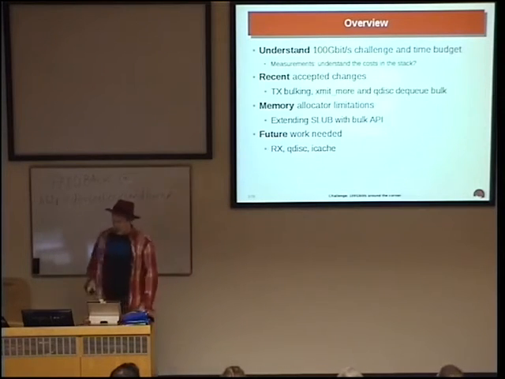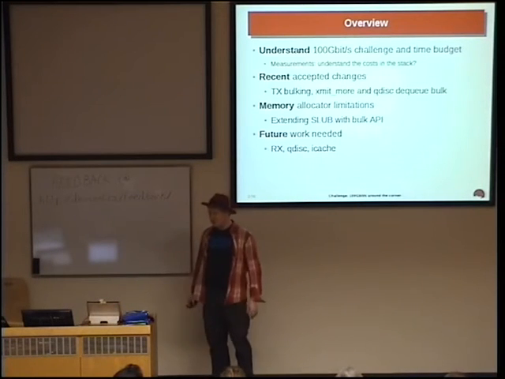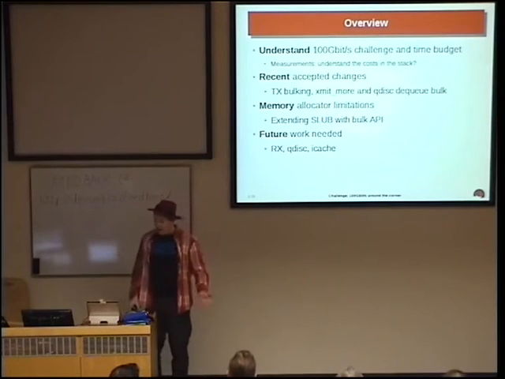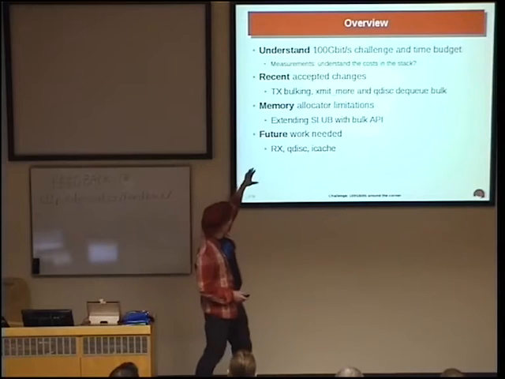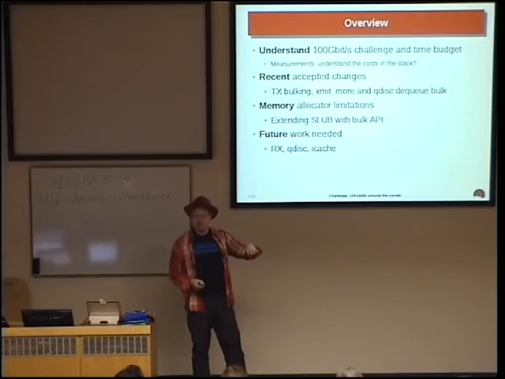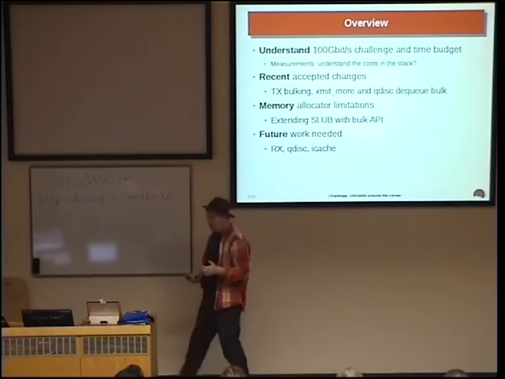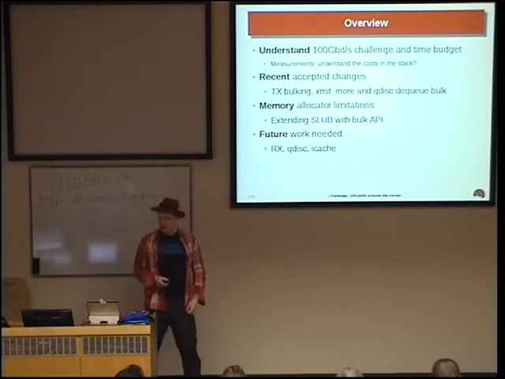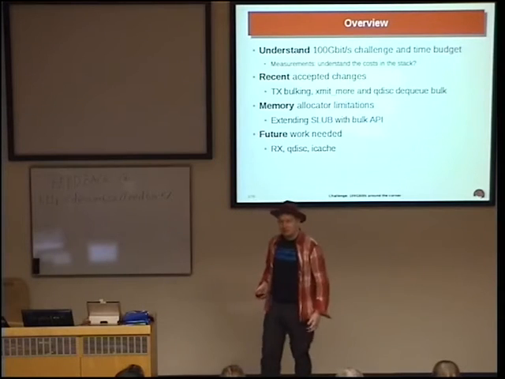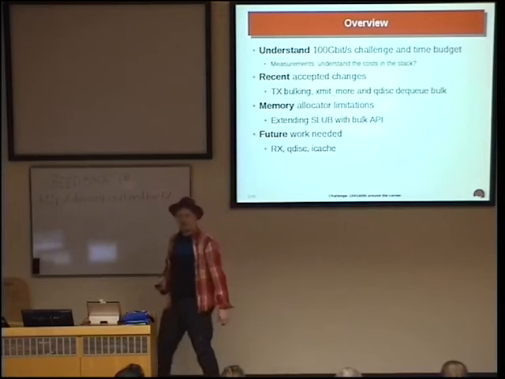I'll also talk about some of the accepted changes we've done recently in the upstream kernels. And I moved this up: the memory allocation limitations. I was going to talk about that in the future section, but now it's mostly done. In the future section, I'll talk about what we still need to do. We are definitely not done yet, even though I think I've been working on this project for 2 years or something.